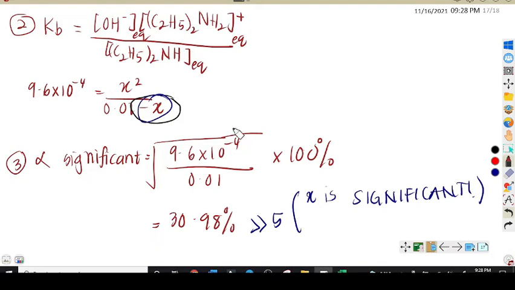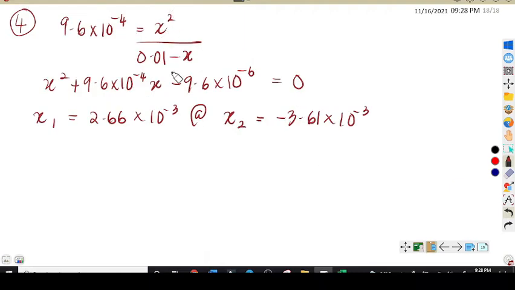Since we already determined that the X in the denominator is significant, we must proceed with the quadratic equation. Then we will be able to get x1 with this value 2.66 times 10 to the power of minus 3, and x2 negative 3.61 times 10 to the power of minus 3.